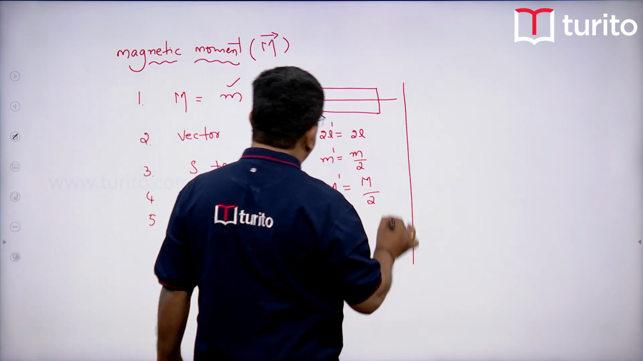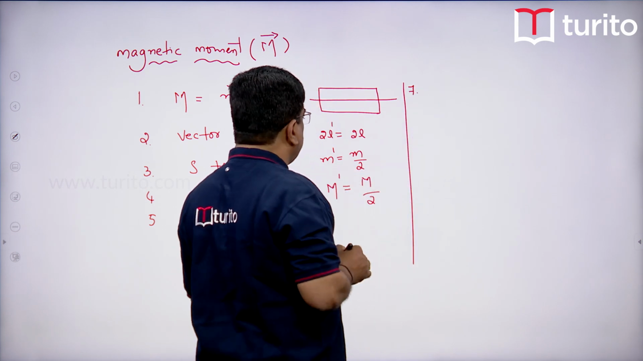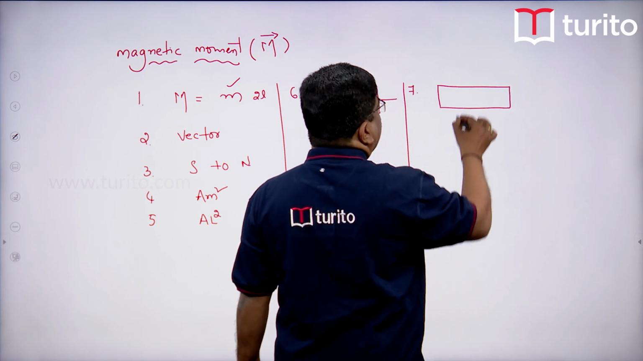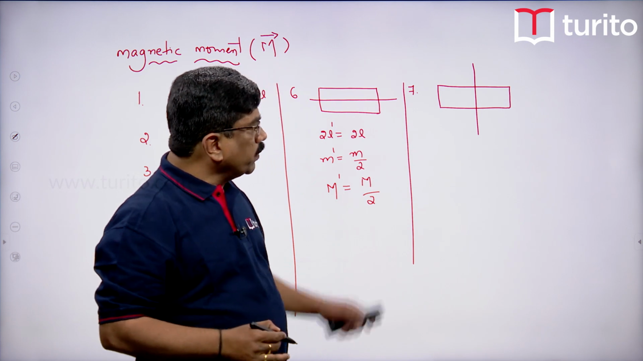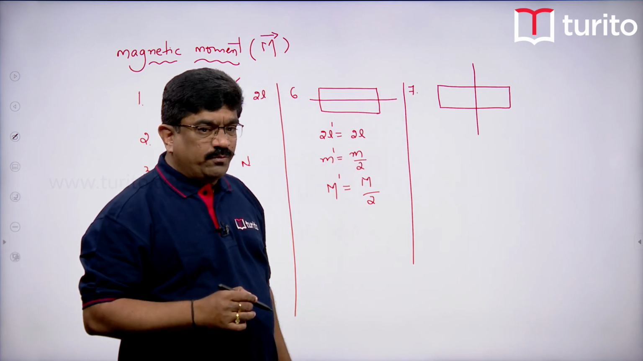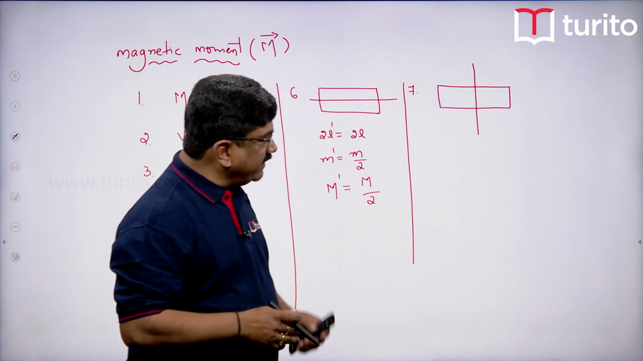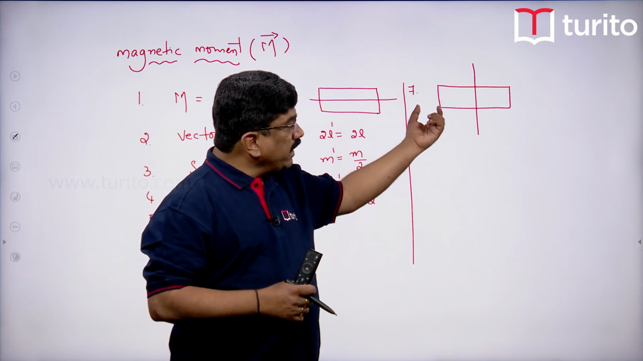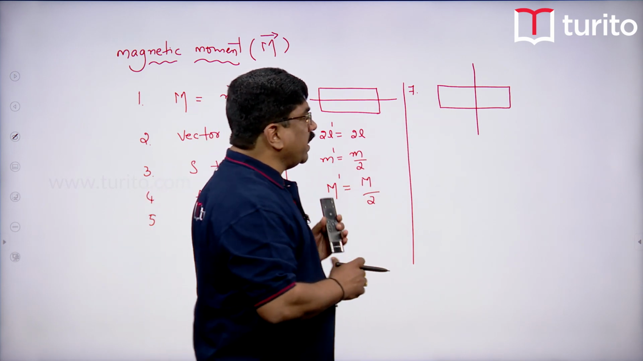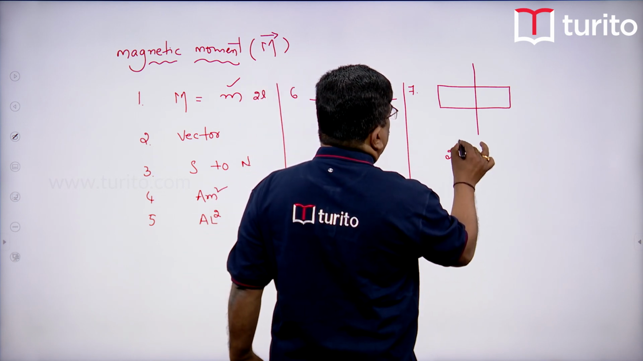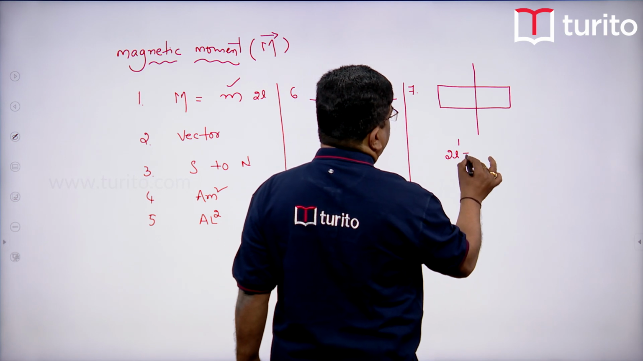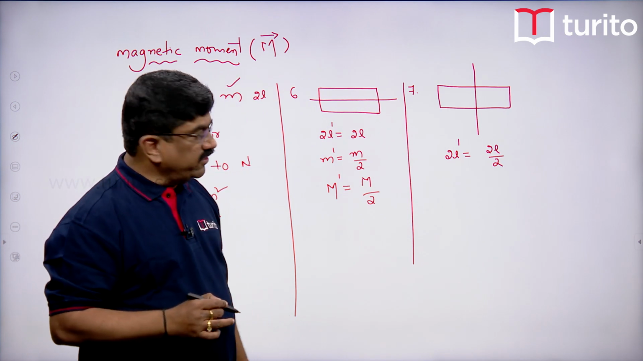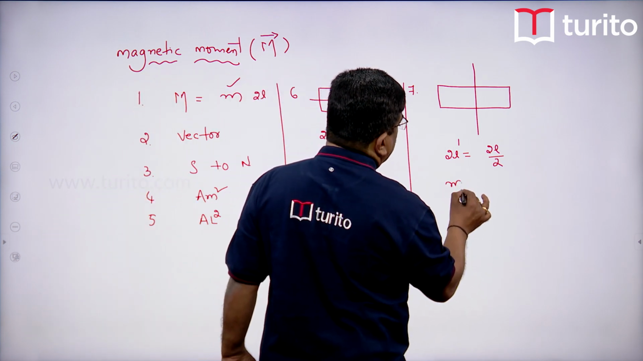Some more important points here. As a seventh point, look here. When a bar magnet is cut into two equal pieces perpendicular to length, what are the corresponding changes? We can easily understand that when the bar magnet is cut perpendicular to length into two equal pieces, for each piece the magnetic length becomes half. Therefore, 2L dash, the length of each piece, is equal to 2L by 2, half of the initial magnetic length.